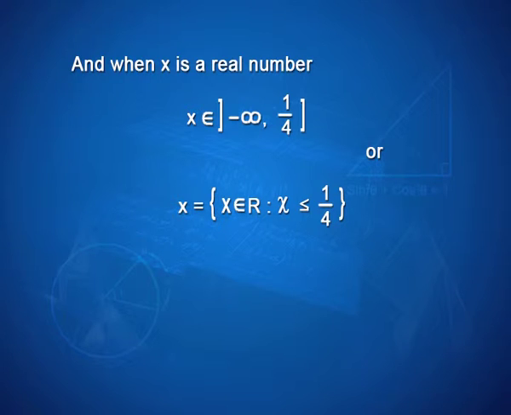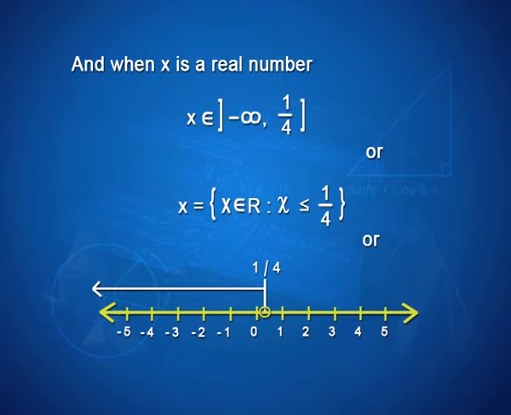and on the number line it will start from 1 by 4 with a colored circle at 1 by 4 because the inequality was not a strict inequality, it was less than or equal to. Take up one more question now.